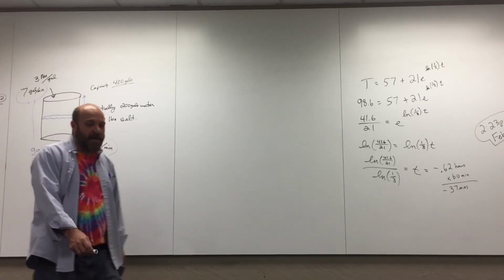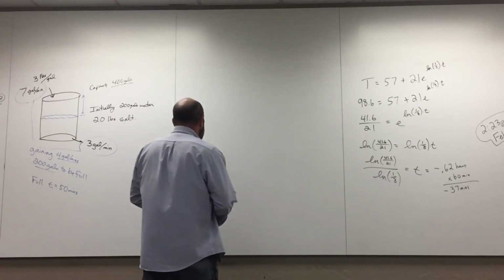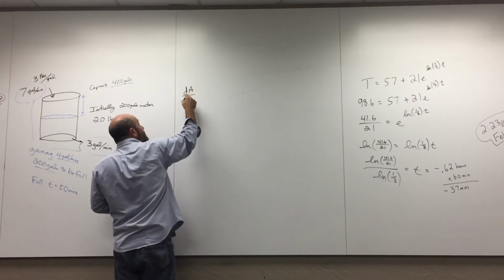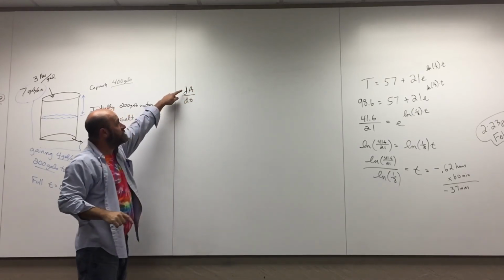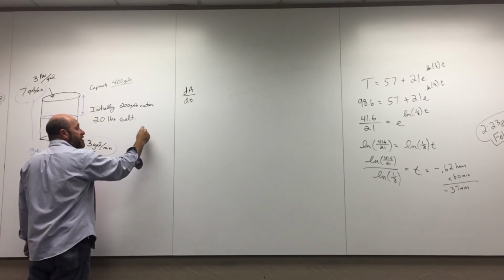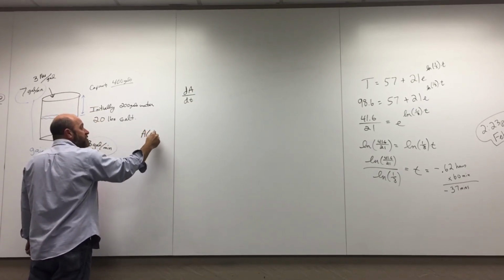Here is the DE, by the way. It's written for the amount of salt in the tank at any time. It's pounds of salt per time. A is pounds of salt. By the way, is there an initial condition on this one? A of 0?